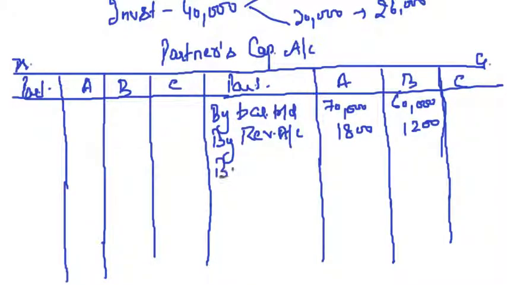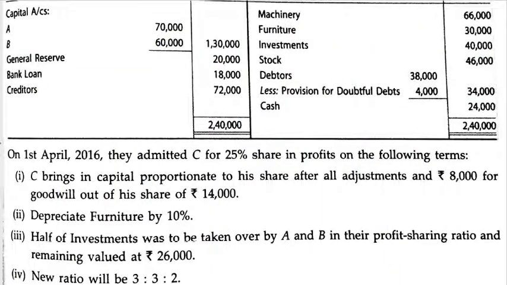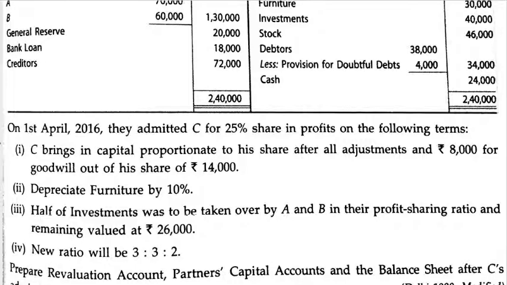I will say by reserves. How much? 20,000 is to be distributed, 12,000 and 8,000. In which ratio? In old ratio. Be careful. Okay. Now, what is the point left with us? We have done the revaluation thing. What we are left with is goodwill and the capital. Capital we cannot find out because we have to adjust the goodwill first. Then only we will be able to get the adjusted capitals of old partners.